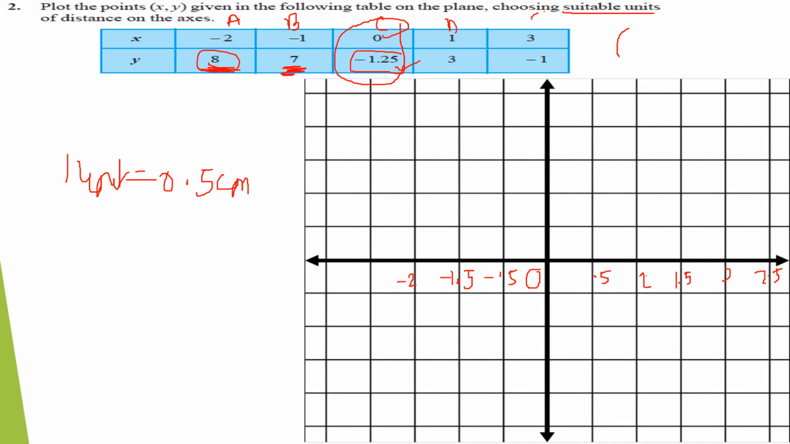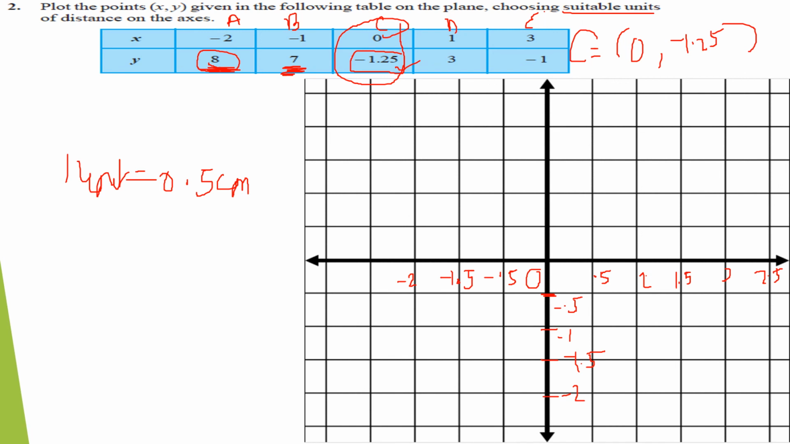So what we are going to do is locate point C, and the ordered pair x comma y for point C is 0 comma minus 1.25. So let's see how to locate it. And this point will be how much? Tell me. This will be minus 0.5. This will be minus 1, minus 1.5. This will be minus 2, and so on.